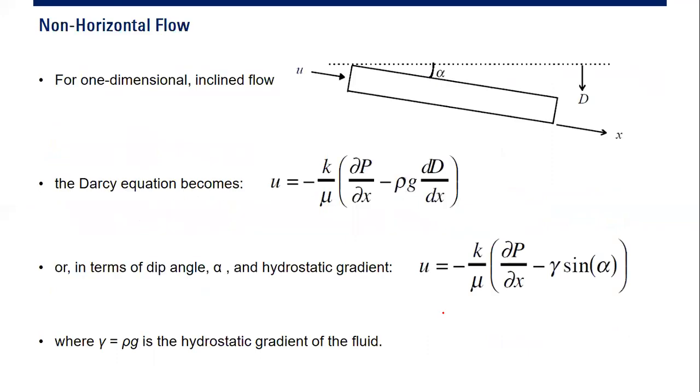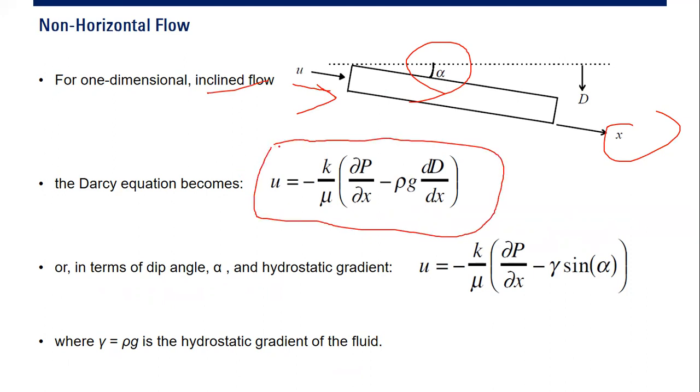That's for horizontal flow. And what about non-horizontal flow? For one-dimensional inclined flow, now we will consider alpha, the angle here. This is the displacement D, and this is the direction of the flow, X. Now, for inclined flow, the Darcy equation will be like this. It will be a little bit more difficult because of a new term. Jadi ada tambahan suku baru di sini. This is density multiplied by gravity multiplied by dD per dx.